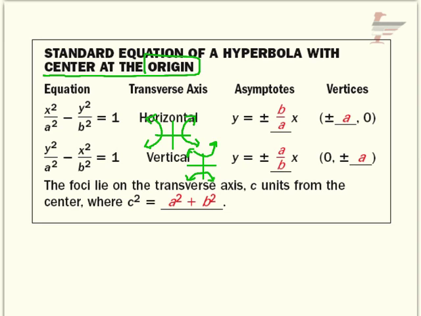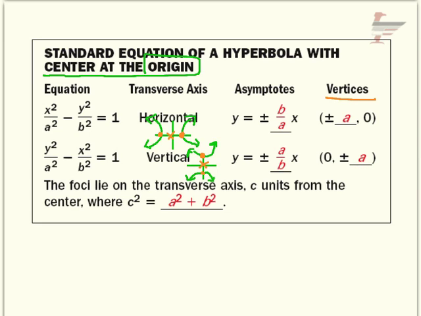If I have a horizontal hyperbola, I just want you to note that your vertices are on the x-axis if it's centered at the origin, right? So my vertices over here are at plus or minus a, 0, so they're on the x-axis. If it's vertical, my vertices are on the y-axis if it's centered at the origin, so then my vertices are at 0, plus or minus a. So on the x-axis horizontally, on the y-axis vertically.